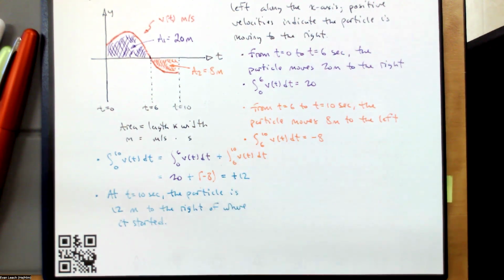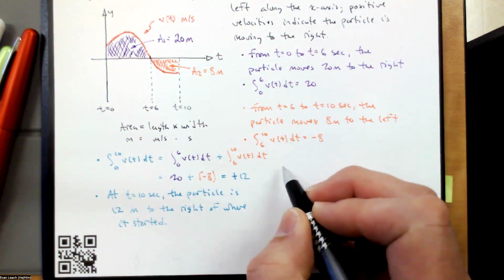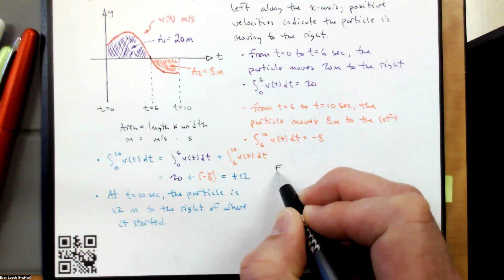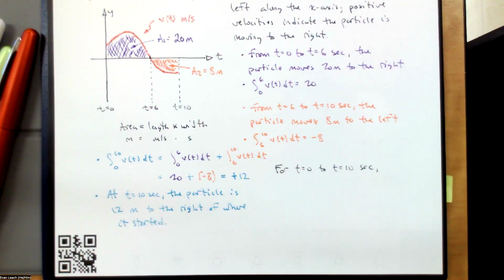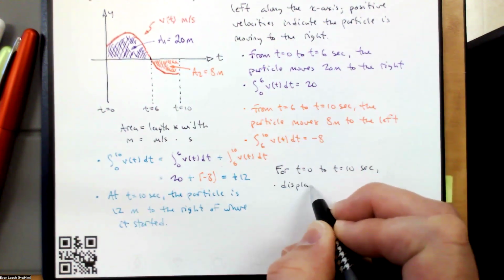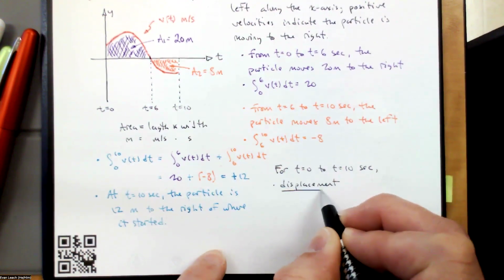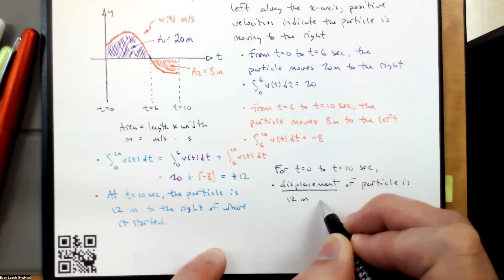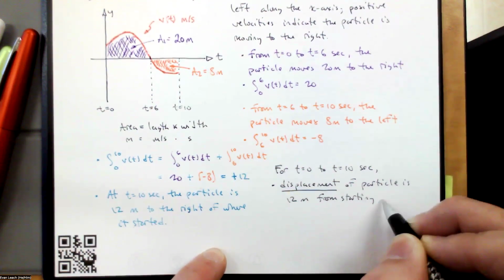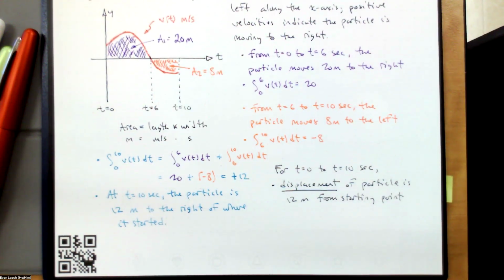So in this case, since it uses positive and negative velocity, since it has movement to the right and movement to the left, we would say that the 12 represents the displacement of the particle, how much it is displaced from its starting position. So for t equals 0 to t equals 10 seconds, the displacement of the particle is 12 meters.